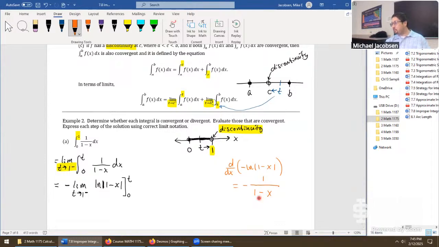There's also a chain rule, though. You have to multiply by the derivative of 1 minus x. That derivative is -1, canceling that -1. So you just get 1 over 1 minus x, the original integrand. So that's a good check to do every now and then, just good practice differentiating. Tells us we're on the right track here.